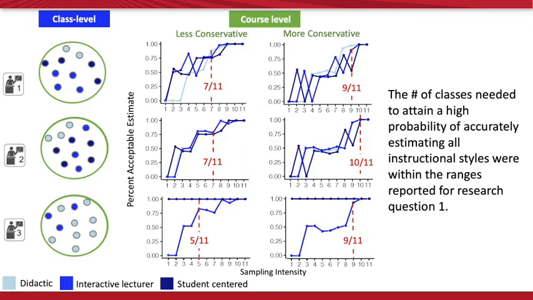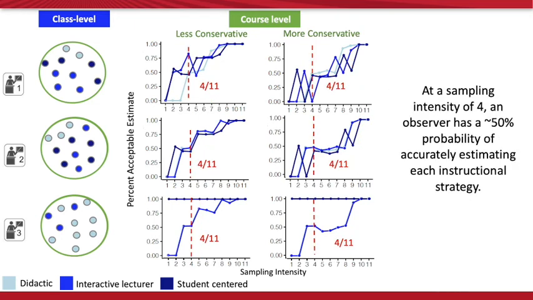Class-level data for these instructors are shown on the left, and the course-level results are shown in the middle. We found that the number of classes needed to attain a high probability of accurate estimation were within the ranges reported for research question 1. At the sampling intensity shown in red, observers would have at least a 75% probability of accurately estimating each of the instructional styles. Conversely, at a sampling intensity of 4, the minimum number of classes recommended by Staines et al., an observer would have only a 50% probability of accurately estimating each instructional style.